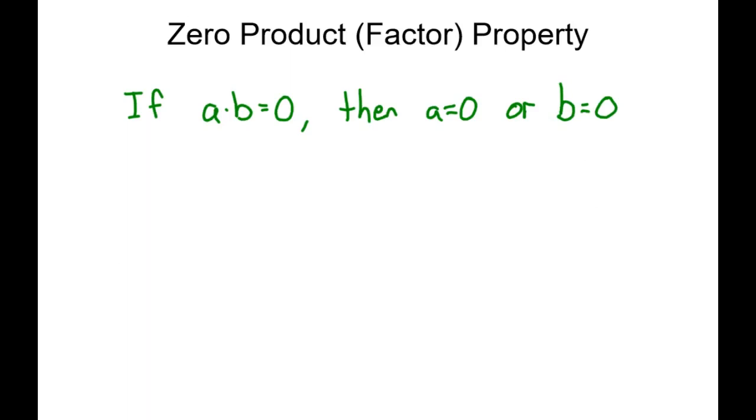Before we get into solving quadratic equations using the factoring method, we need to talk about the zero product property, sometimes referred to as the zero factor property. This property tells us if we have a times b equal to 0, then either a is equal to 0 or b is equal to 0 or both of them. So if we have two factors being multiplied and that product is equal to 0, then at least one of those factors, either a or b, must be 0, or both of those factors must be 0.